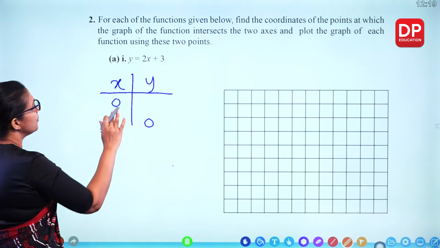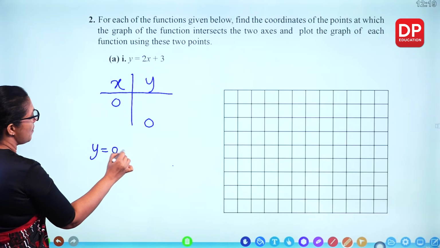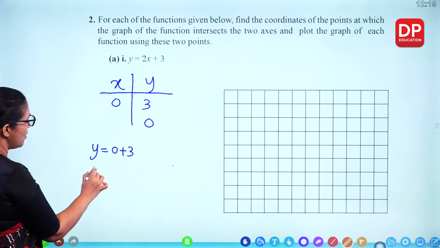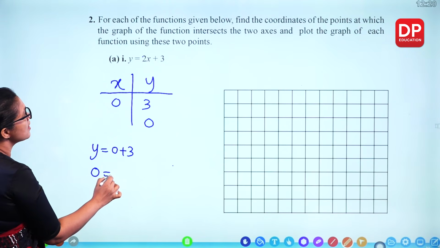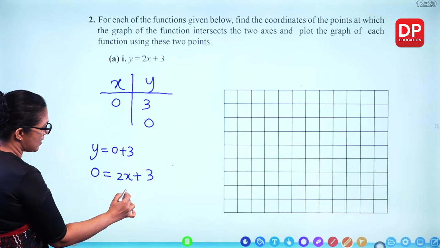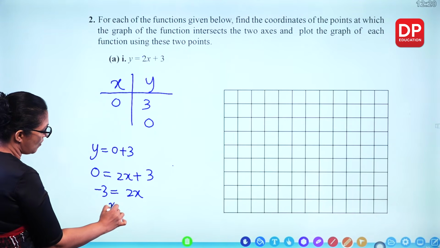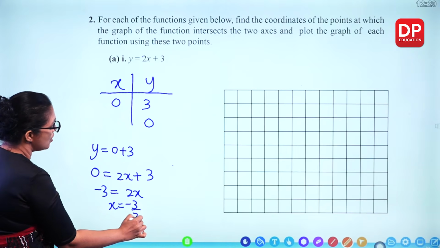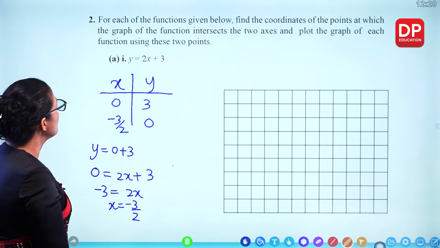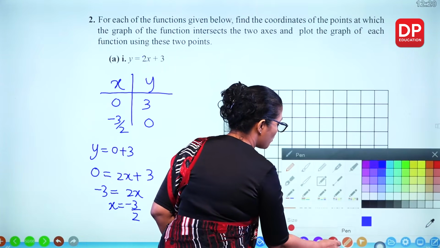Now we'll substitute. X is 0. Y equals 0 plus 3, that's 3. Y equals 0: 0 equals 2x plus 3. So 2x equals -3 and x equals -3 over 2. So these are the 2 points. So we'll draw the graph using the 2 points.